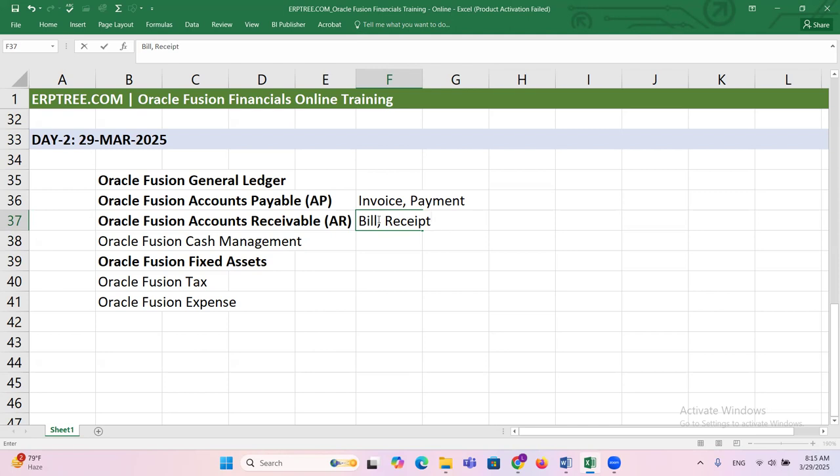You can call it a bill, or you can call it a sales invoice. In payables, we call it an invoice, or you can call it a purchase invoice. You purchased and you got an invoice. In receivables, you sold something and you are billing the customer. You can call it a bill, or you can call it a sales invoice. You can use any naming convention.